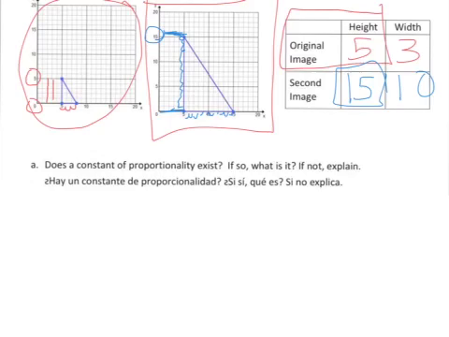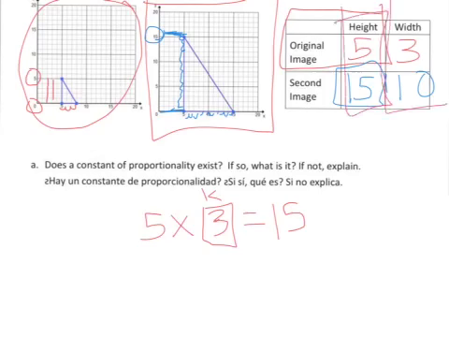In this case, we want to know if this is proportional, if a constant of proportionality exists. So let's see. If we have 5 times some number, some k, some constant of proportionality, is going to give us 15. Well, what number times 5 gives us 15? That would be 3. And let's see if that's the same case for the width. That was the height.